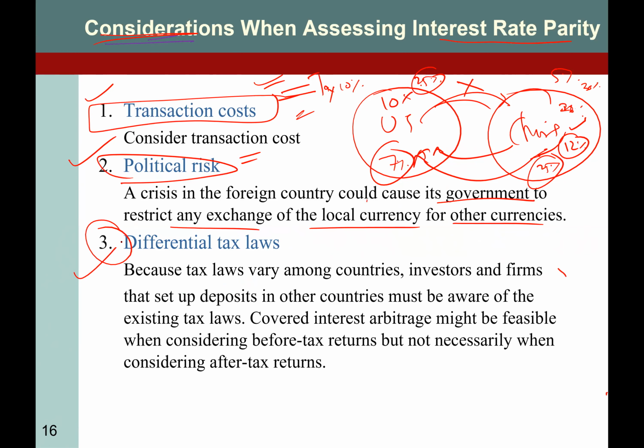What we talk about, this interest rate parity holds keeping all other things constant, right? So if everything is constant, we have no transaction cost, no political risk, no tax differences, then what happened? Wherever you invest, you end up earning the same return. That's it. Nicola, now you understand that?